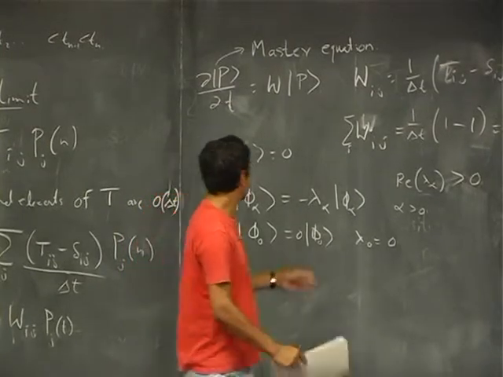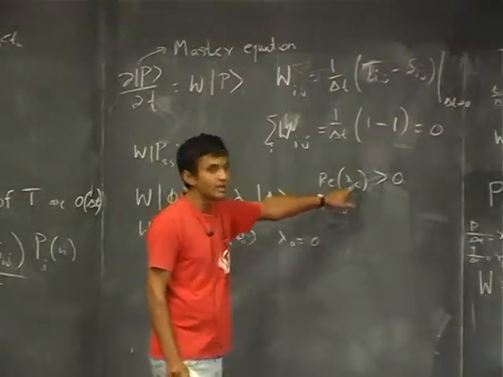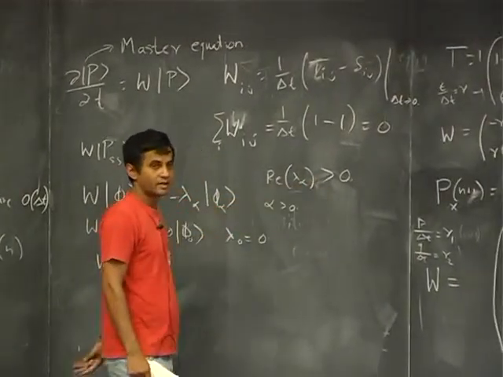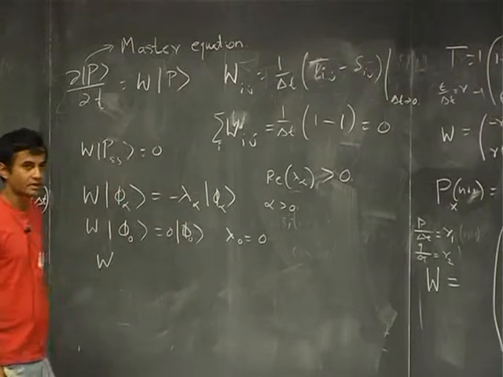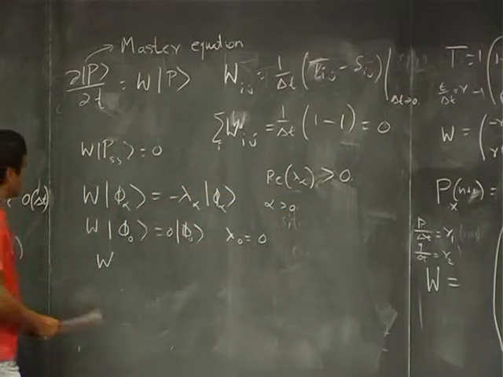You'll see why I wrote it like this. I could have written lambda alpha, then I would have said it's less than 0, right? I can write it either minus or plus. I'm just putting this condition that the real part of lambda alpha is greater than 0.